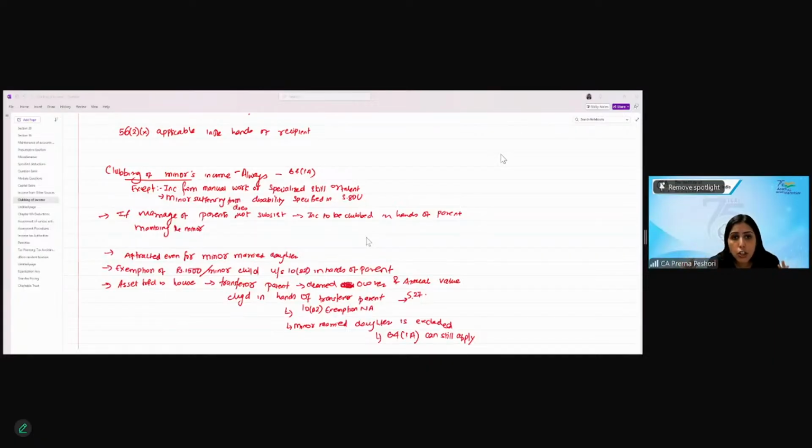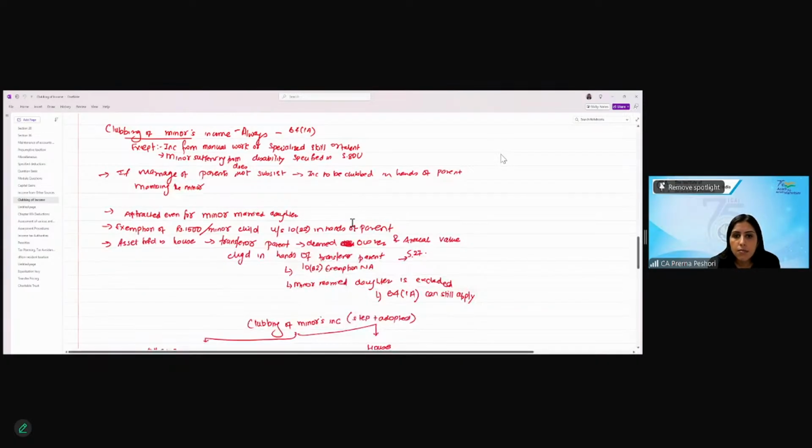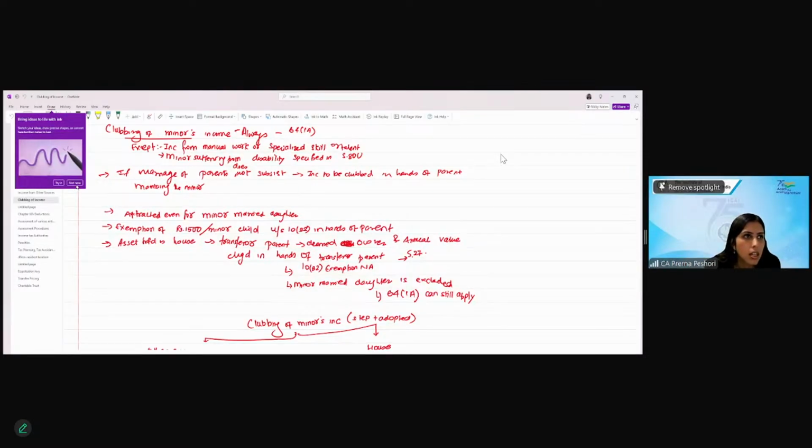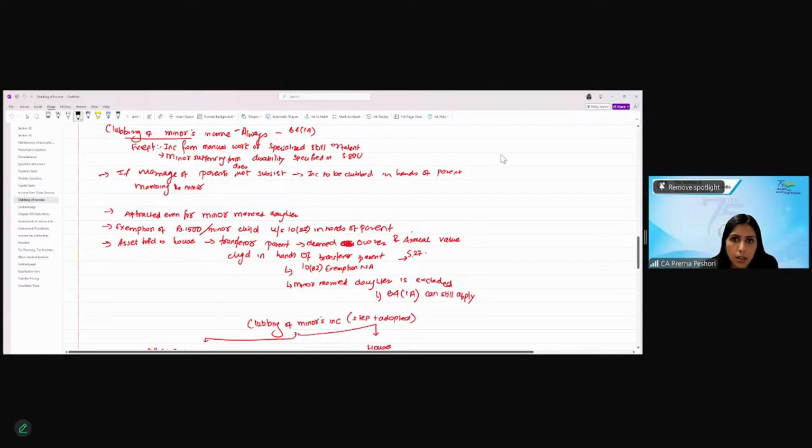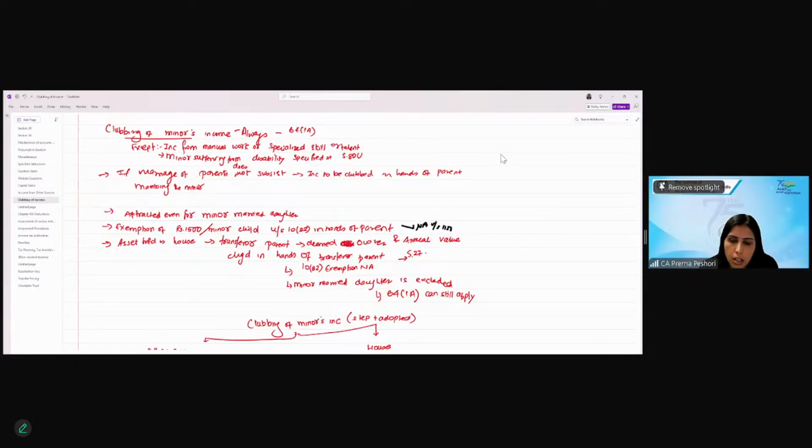Whether this exemption under 10(32) will be available under 115BAC? Yes, it is not available. So basically, this is not available under section 115BAC. Are we clear? So under 115BAC, this will not be applicable.